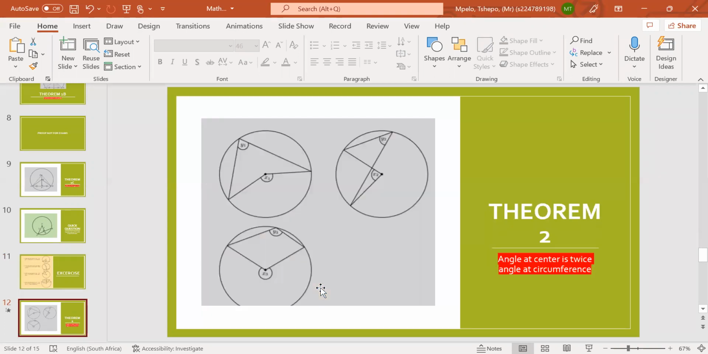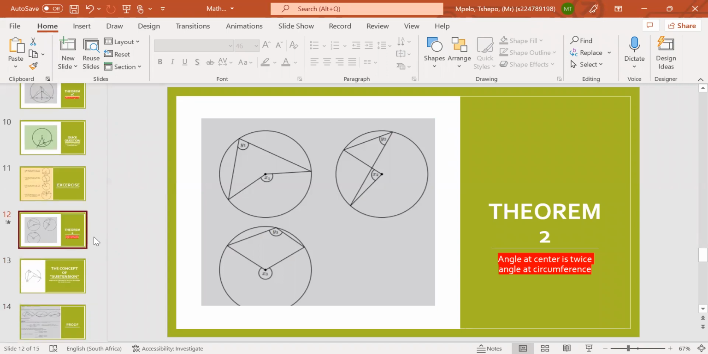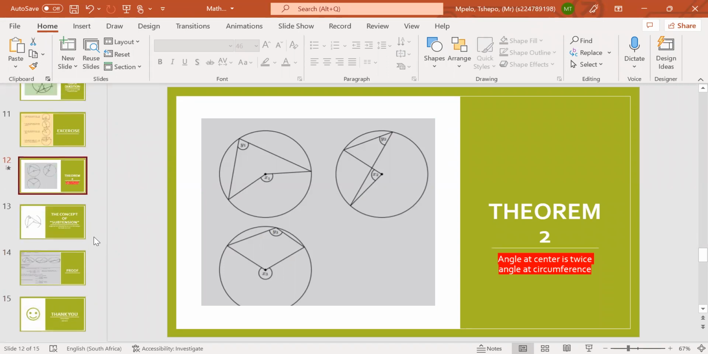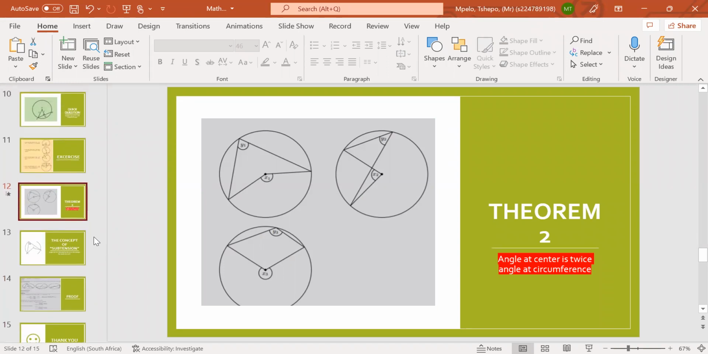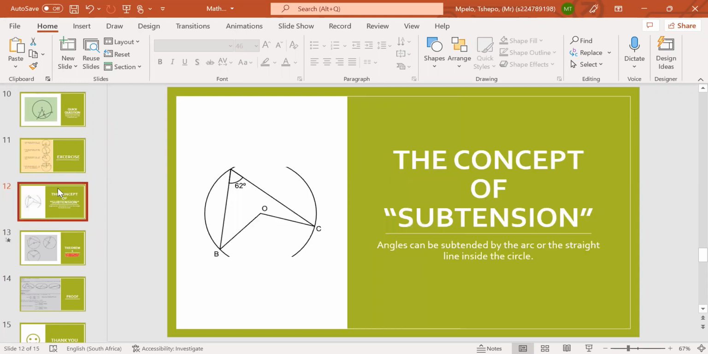Now let us go to Theorem 2, because I want us to do 1 theorem a day. Theorem 2. If we want to keep it simple, on the slide is the concept of subtension. I want us to talk about subtension before going to Theorem 2. What is to subtend? What is to subtend?